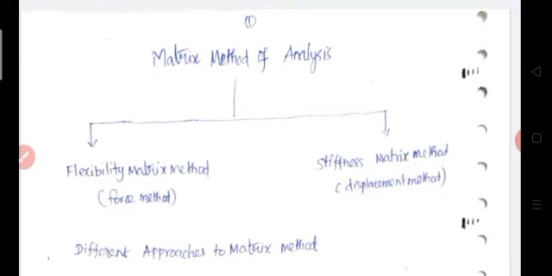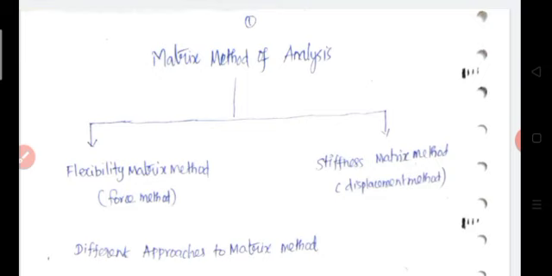Why is it so? Because a multi-story building has n numbers of floors, so the degree of static and kinematic indeterminacy of the structure will be higher. These are methods solved manually, so if the number of unknowns is more, it is very tedious to solve the structure by these methods, either the strain energy method, slope deflection, or moment distribution method.